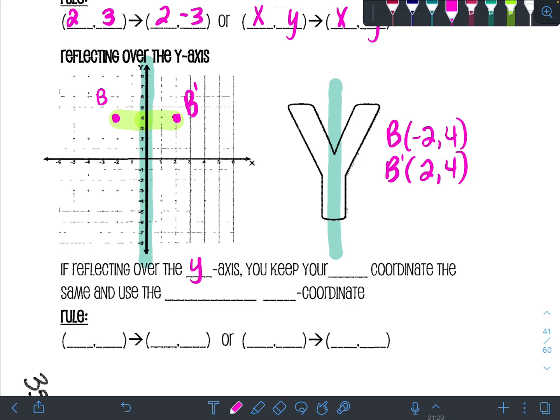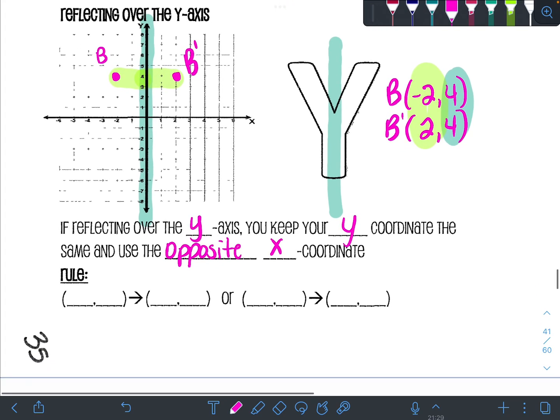So when I reflect over my y-axis, I bet you can guess it, but we're going to keep our y coordinate the same and use the opposite x coordinate. So if you notice here, my y value stayed the same this time, but I went from -2 to +2, so I took the opposite of my x value. So if I want to represent that in the rule, I started out at (-2, 4) and ended up at (2, 4): I had my x and y value, and I took the opposite of my x and kept my y value. So that's what my rule looks like.